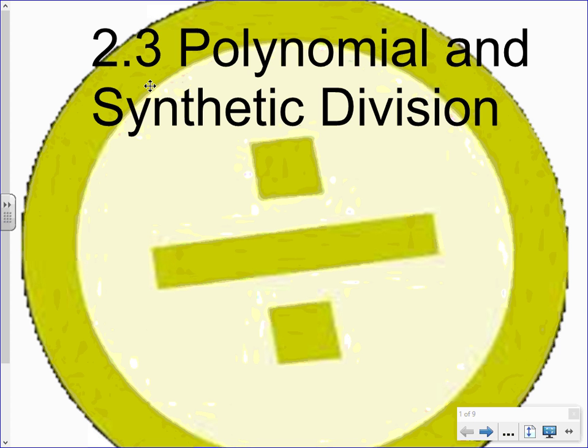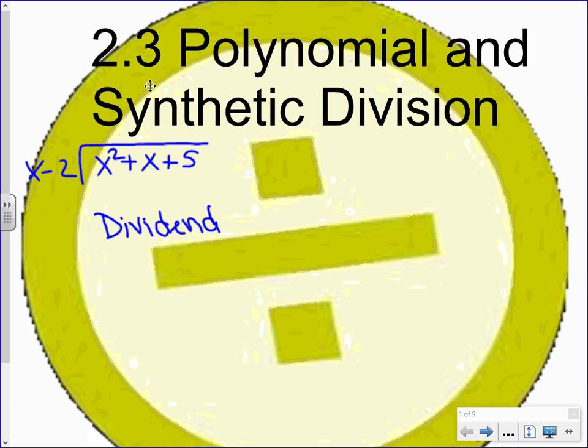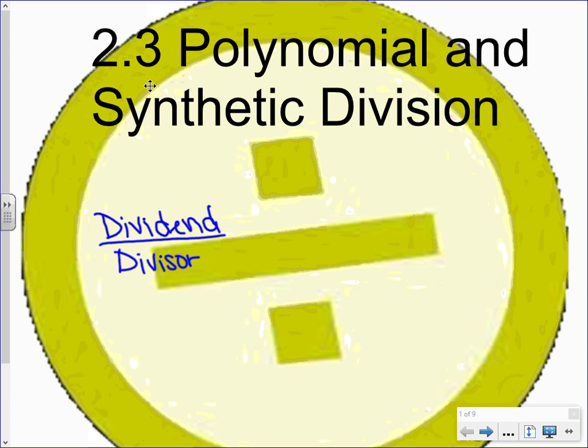So if we have a division problem, what is x squared plus x plus 5 called? The dividend. What is x minus 2 called? The divisor. Oh, we only got one. Okay? So, we take the dividend, we divide it by the divisor, and we get a quotient.